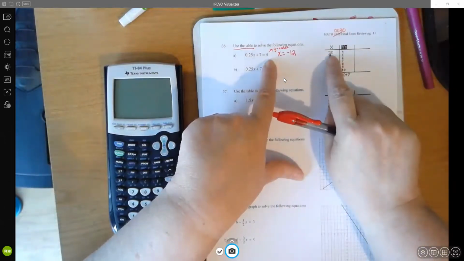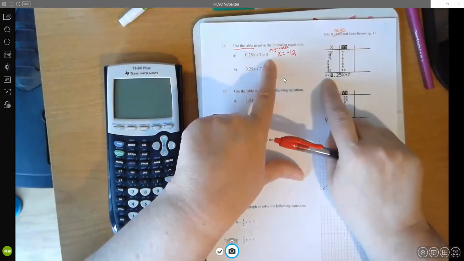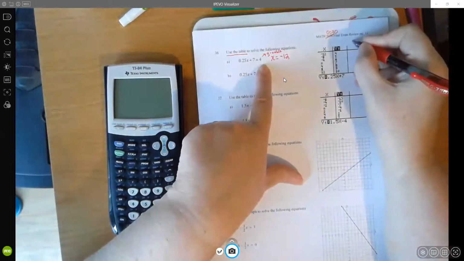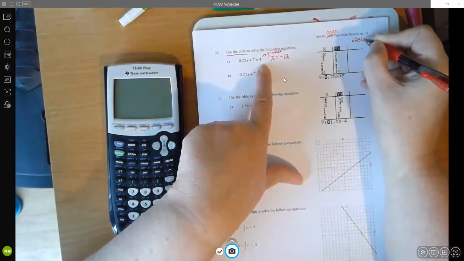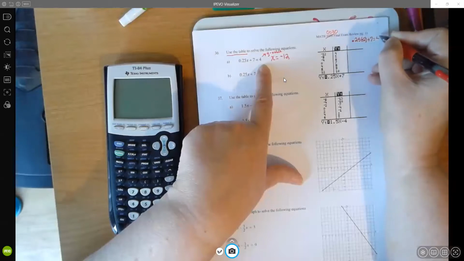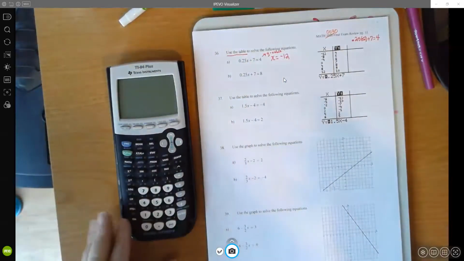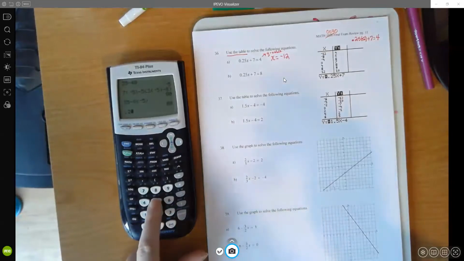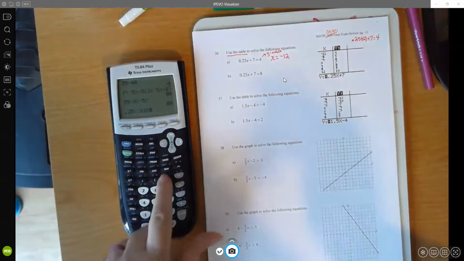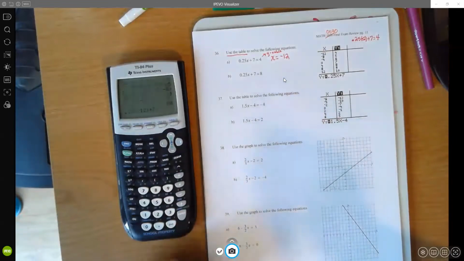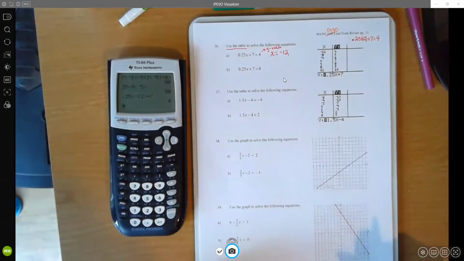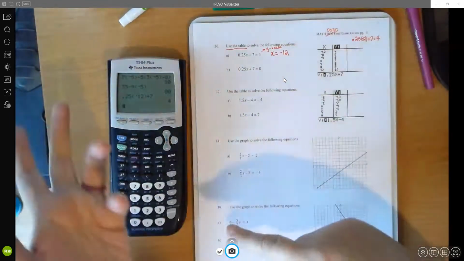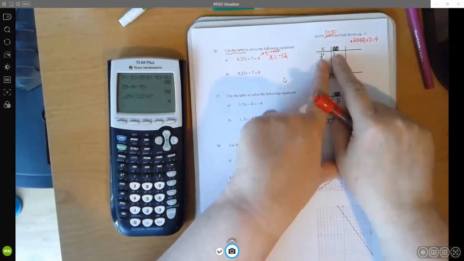When x is -12, the y value is 4. Well, how do we know that? Because if I put 0.25 times -12 plus 7, I will get 4. And you can put that in your calculator and see. 0.25 times -12 plus 7, and that should then give me 4. And I'm a little slanted there. Let me straighten that out. And that gives me the answer. That's how I know. But I don't have to do this work. All I have to do is look at the table.